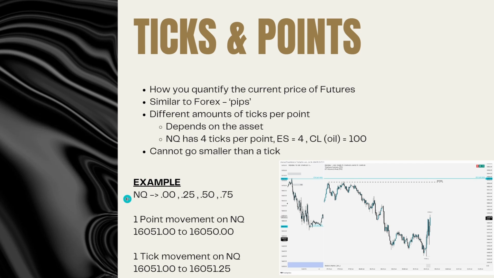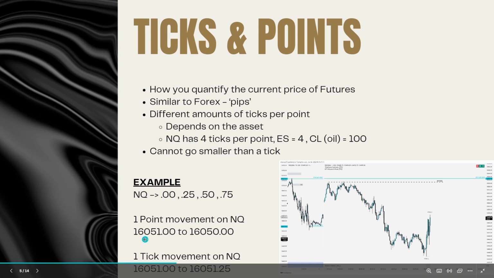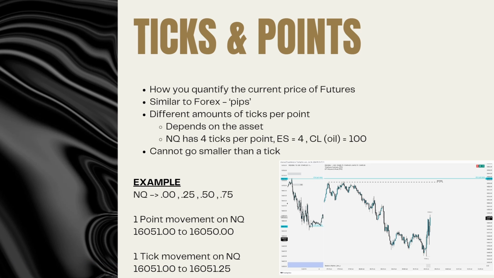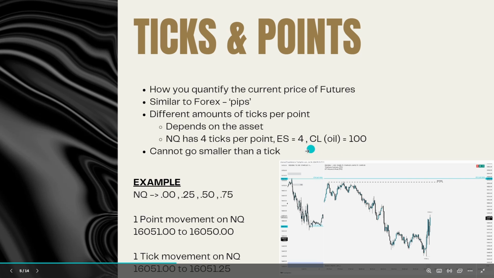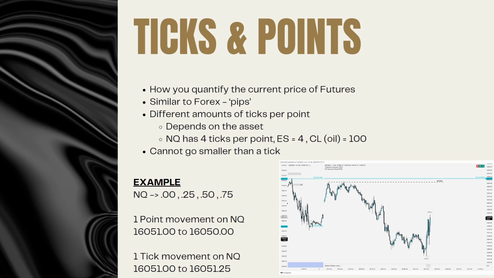Some examples of a tick within a point would be on NASDAQ, you'll have your current price, and then in between 1 point, you'll have 0.00, 0.25, 0.5, and 0.75. Now 1 point movement on NASDAQ will look something like this, where we're going from 16,051 to 16,050, and then a tick movement would be from 16,051 even to 16,051.25. So that's how you quantify the movements on NASDAQ. Obviously, it's going to be different depending on whatever commodity you're looking at. So we'll look at some quick examples.